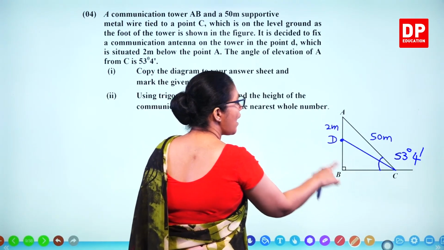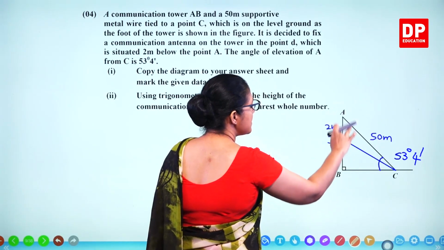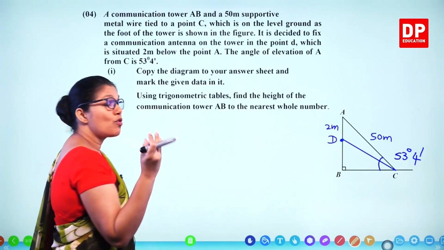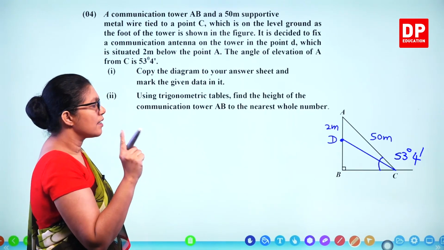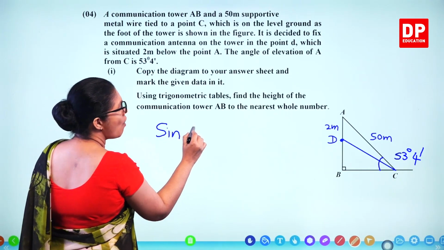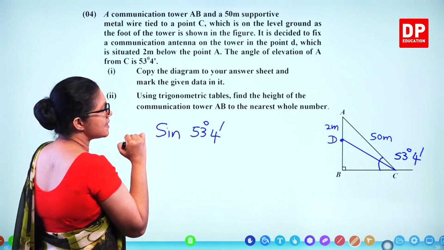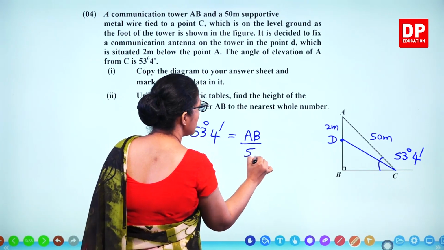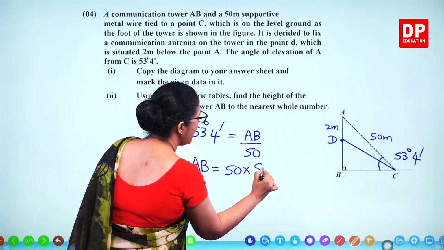So we have to take the triangle ABC. To this angle, AB is the opposite, and the hypotenuse is given. So what is the appropriate ratio? According to SOHCAHTOA, opposite and hypotenuse, that's the sine ratio. So sine of 53 degrees and 4 minutes is equal to AB, the opposite, divided by 50. So what's AB? 50 times the sine value.